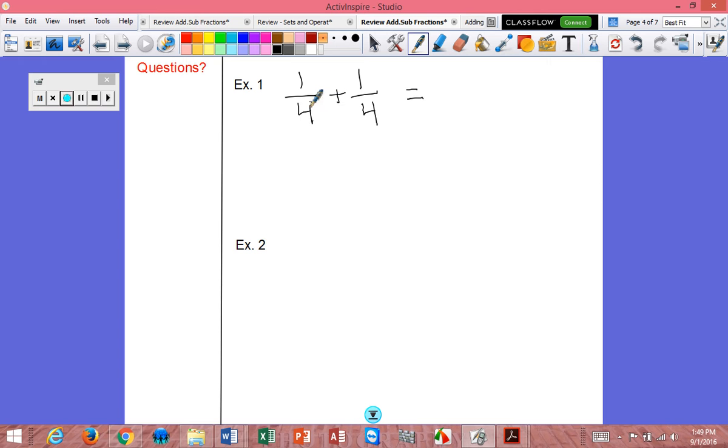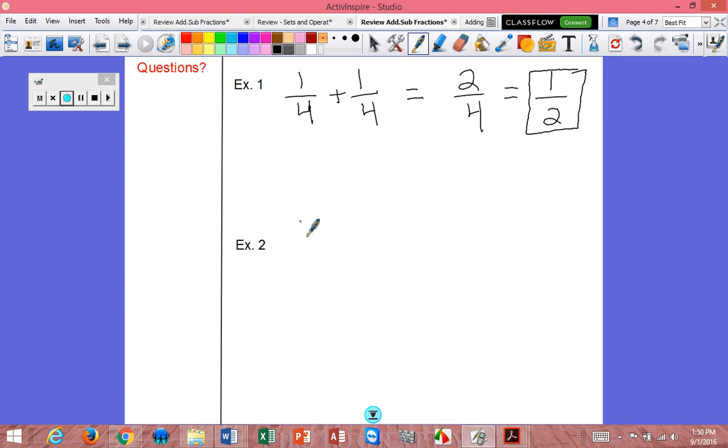Alright, we have common denominators, so we don't have to worry about changing anything. So I'm just going to perform the operation on the numerator. So again, think of the denominator like its label. If we have 1/4 plus another 4th, then we have 2/4. And we want to simplify, so I want to find the greatest number these can both be divided by, and they can both be divided by 2. 2 divided by 2 is 1, and 4 divided by 2 is 2. So this would equal 1/2.